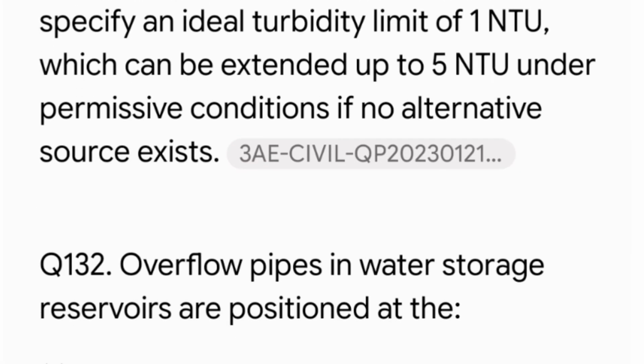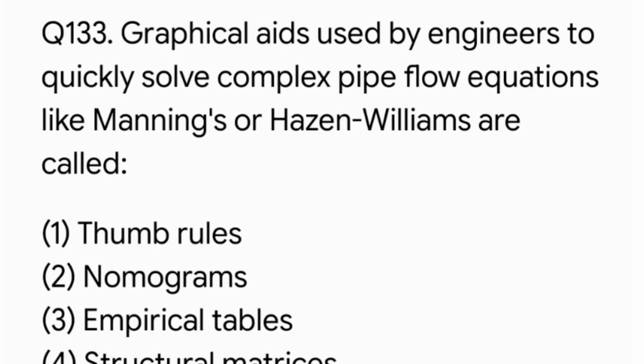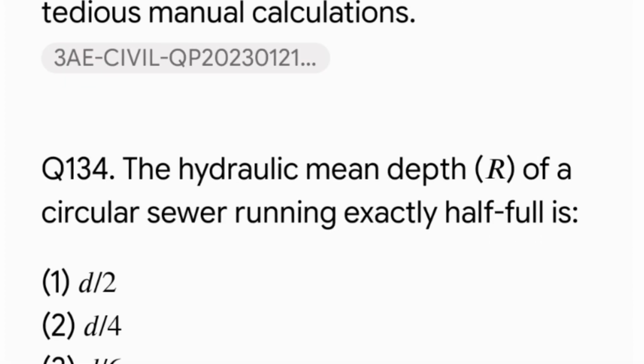Next question. Overflow pipes in water storage reservoirs are positioned at the. Correct answer option 3, full reservoir level. Next question. Graphical aids used by engineers to quickly solve complex pipe flow equations like Manning's or Hazen-Williams are called. Correct answer option 2, nomograms. Next question. The hydraulic mean depth of a circular sewer running exactly half full is. Correct answer option 2, d by 4.